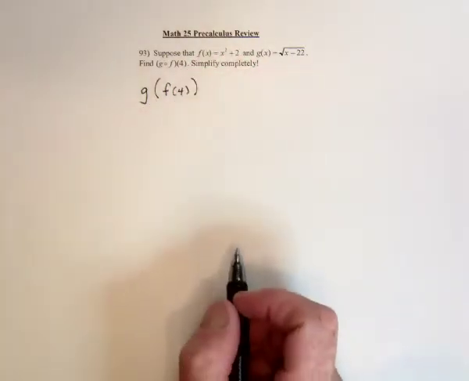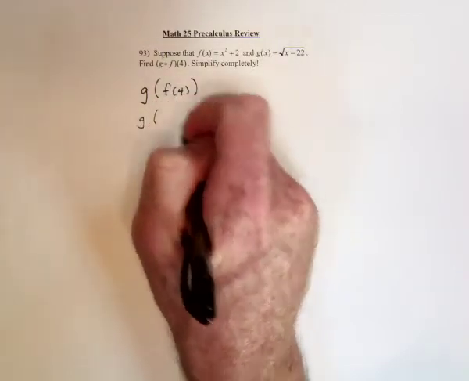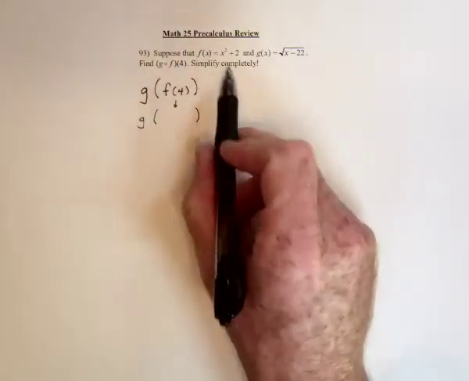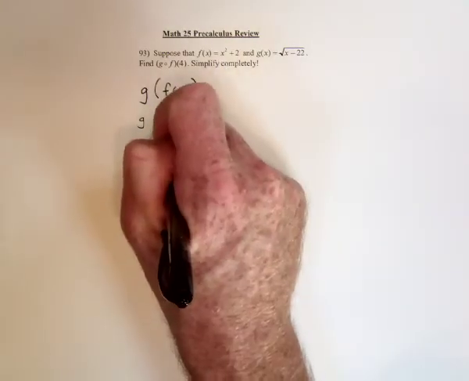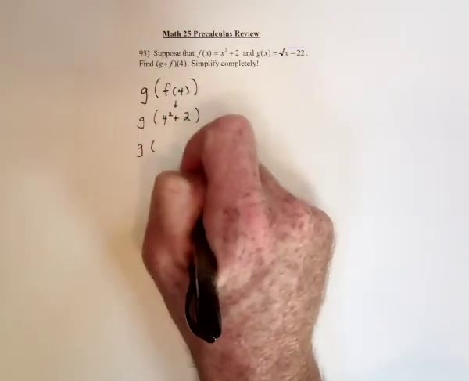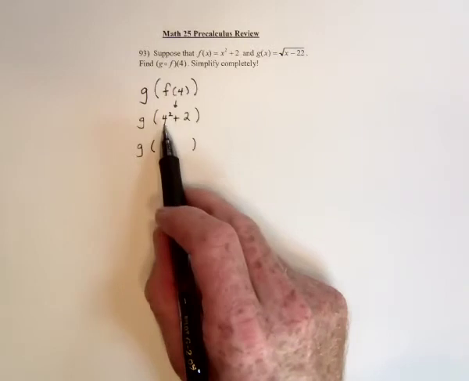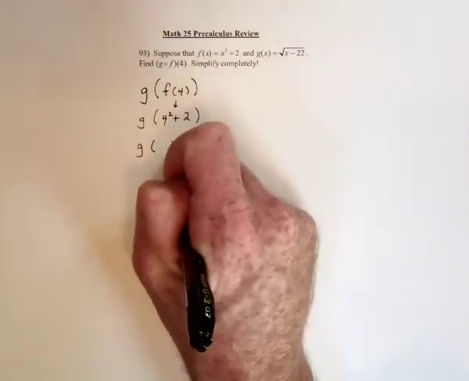And the way that I like to do it is just work straight down like this and go, all right, substitute the 4 into the f function. So f of 4 would mean 4 squared plus 2. Still, the g is on the outside because we haven't used that yet. So this is going to be 16 plus 2, which is 18.